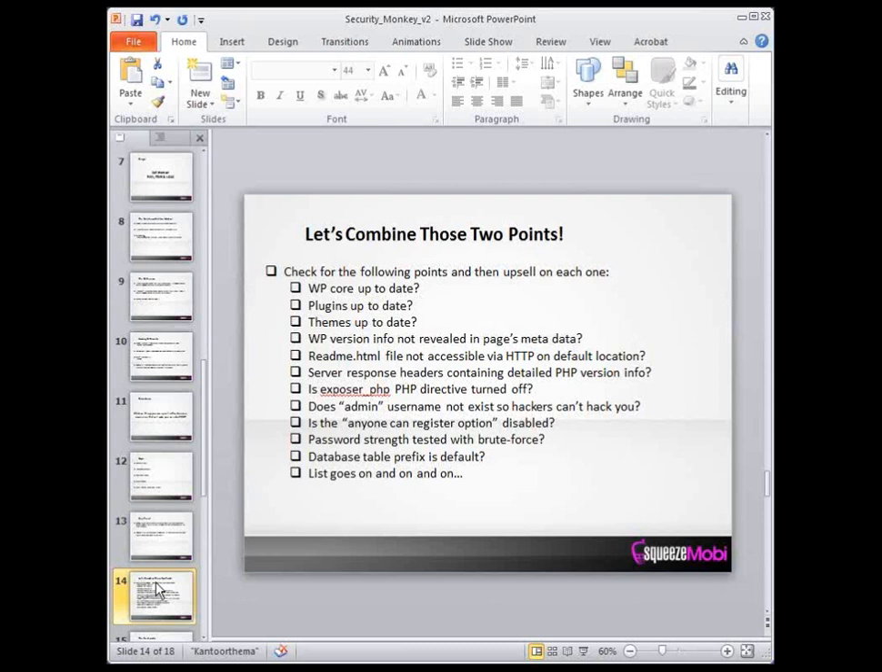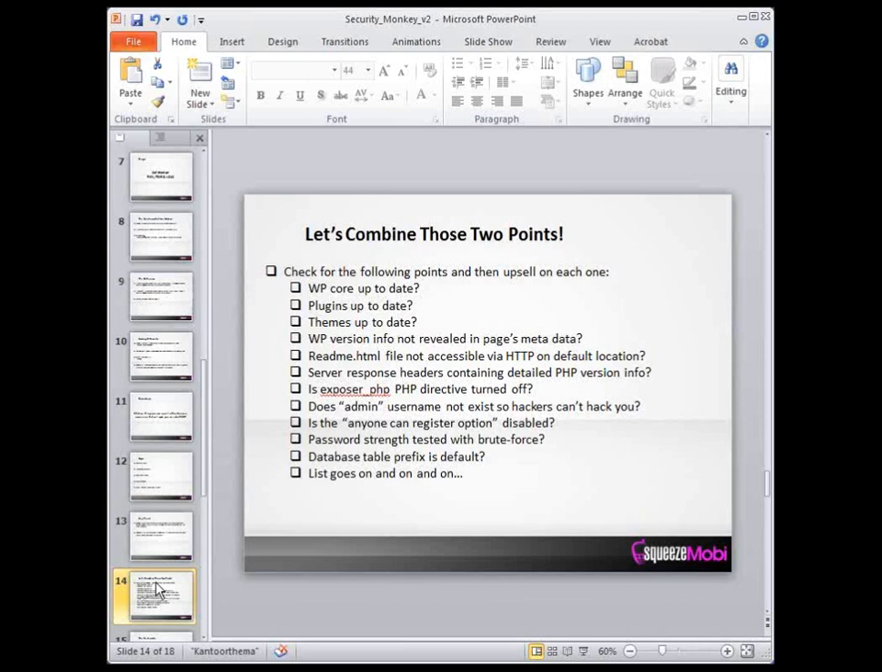And there's a pretty good, easy fix with that, which I will talk about. Database table prefix. Is it the default? Now, the list goes on, and I could cover a ton more things. But the thing here is really to start thinking about these things and how you can upsell on these little things, especially in terms of security.